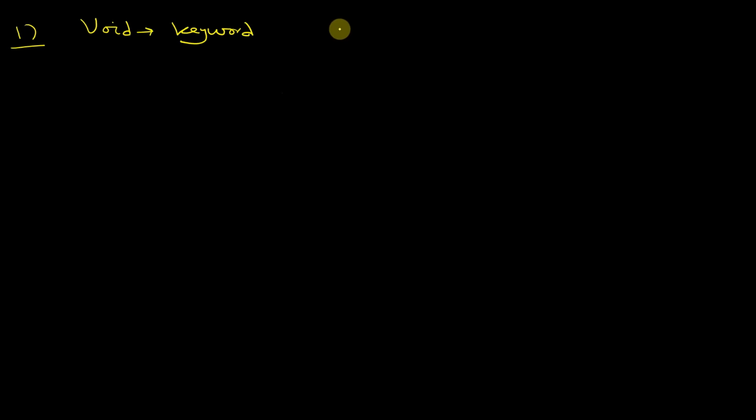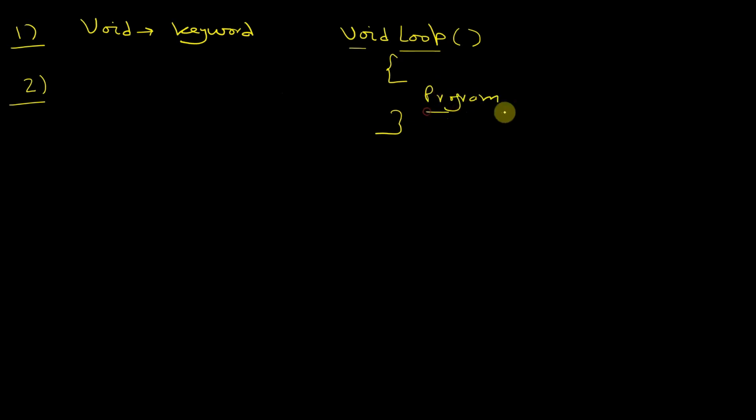Let us say you are writing this void loop. So loop is a function. It signifies that the function is expected to return no information when it is used with void. Then how can we use it? We can use it like this: void loop, then these brackets, then these curly brackets, and in them you will write your program. So this is how you can do it.